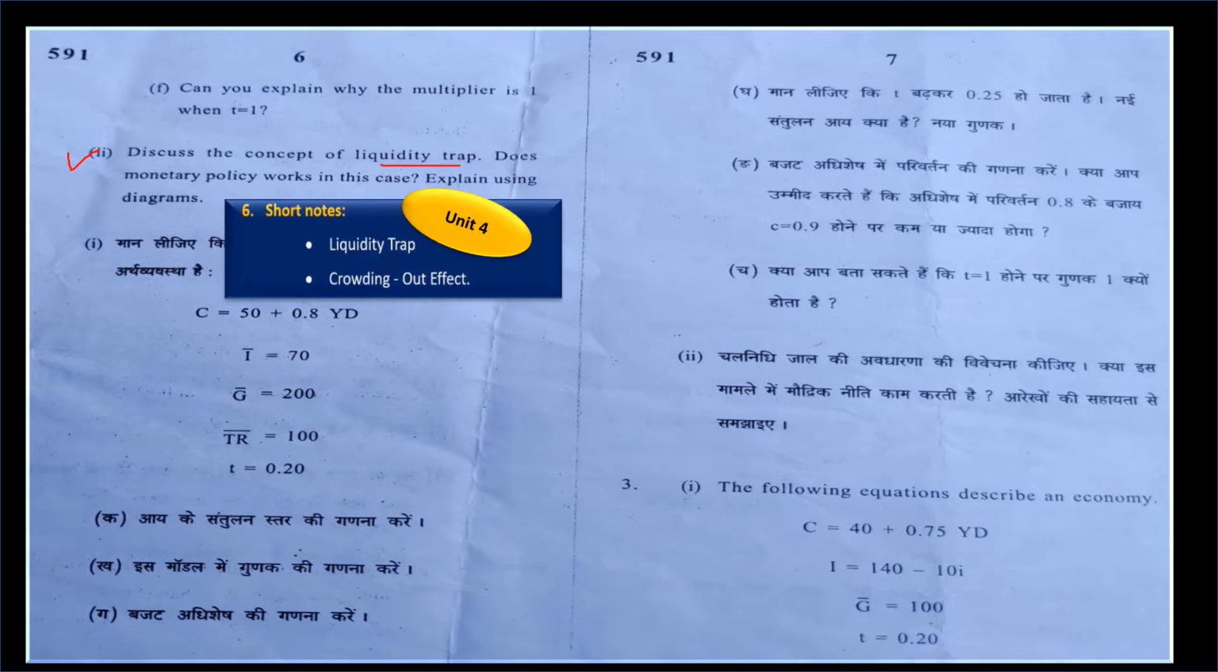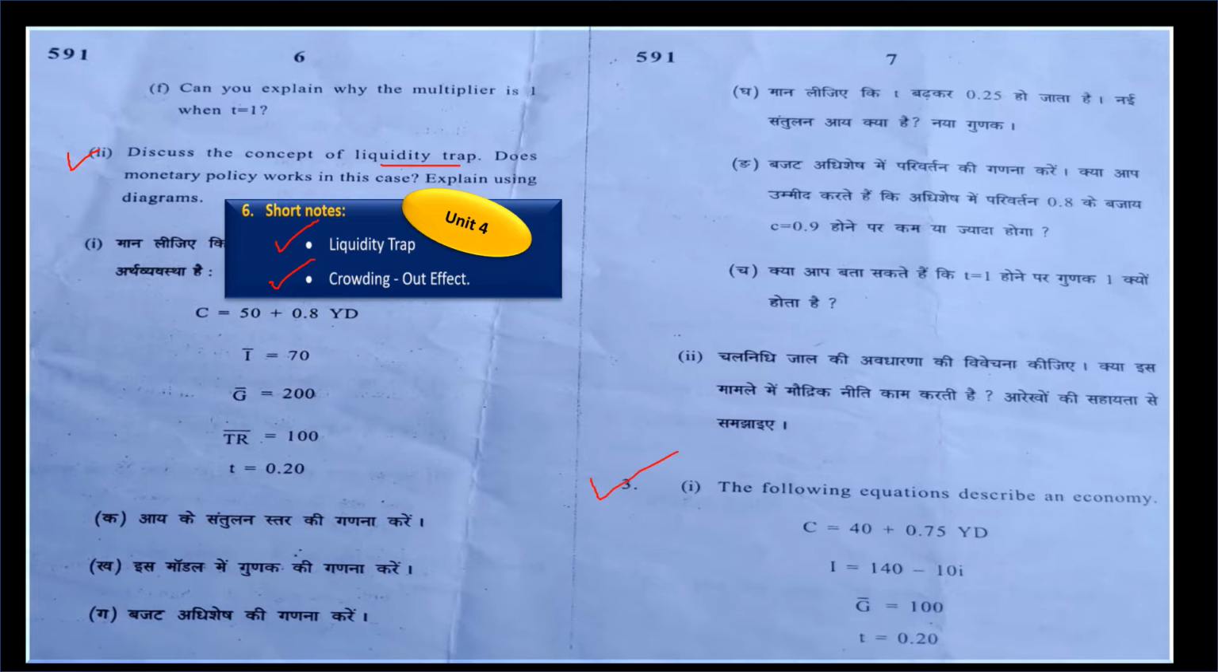This is part 2 of question number 2, which asks to discuss the concept of liquidity trap. If you remember, in my unit 4 short notes, I gave only two short notes to prepare. One is liquidity trap and the other is crowding out effect. So liquidity trap came and crowding out effect also came in the exam this time.